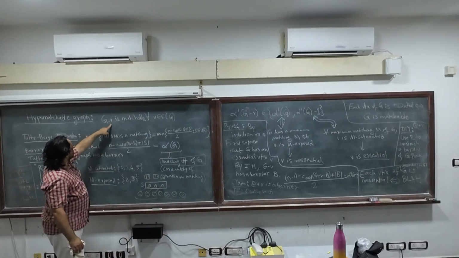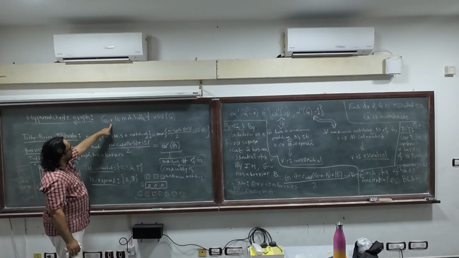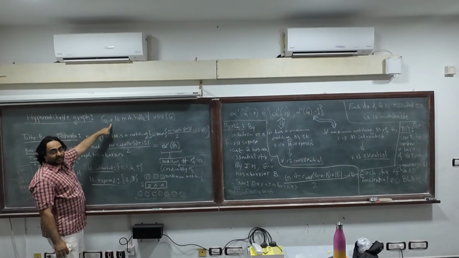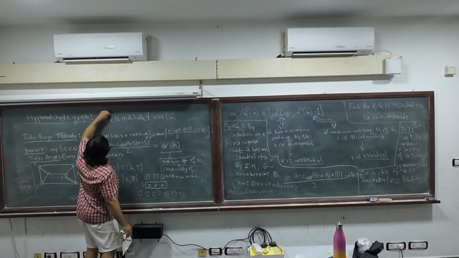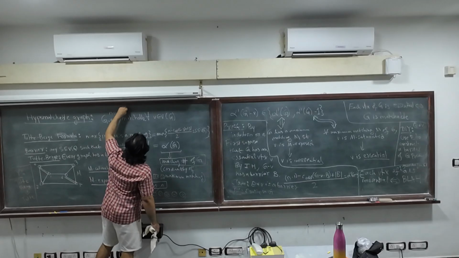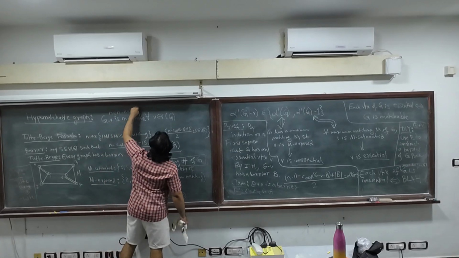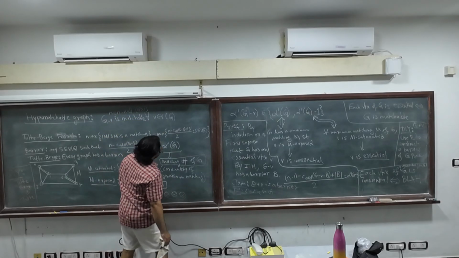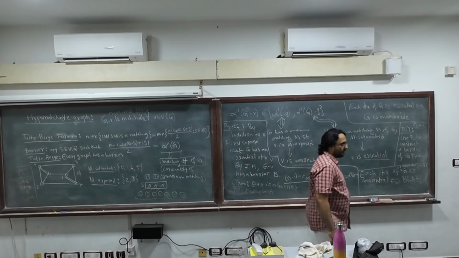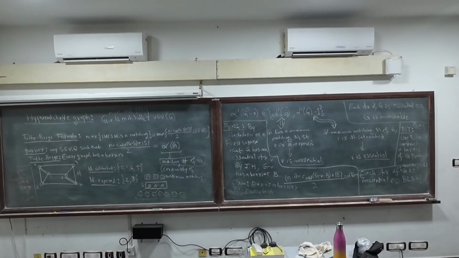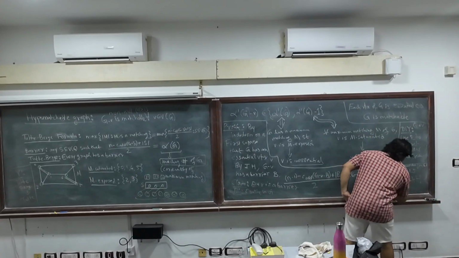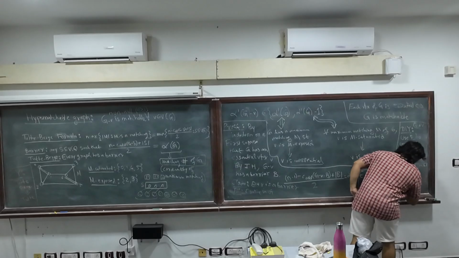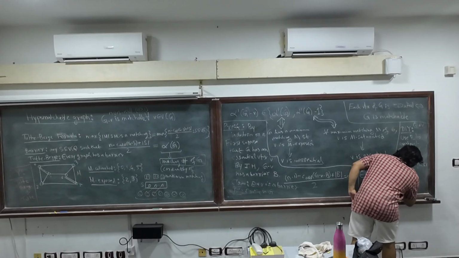An unfortunate thing is that according to this, the null graph is also hypomatchable. Null graph means a graph without any vertices. So I assume that the graph is not null. Non-null means at least one vertex. Yeah? And what we will prove is that a connected graph has this property if and only if it is hypomatchable.